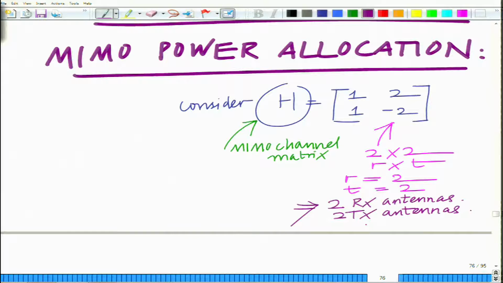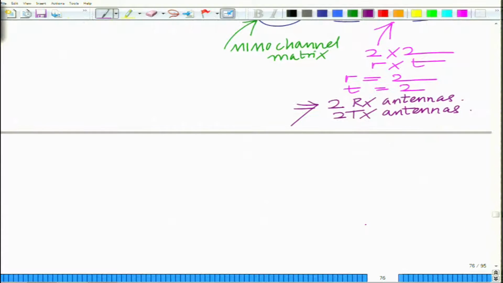And what we want to do is allocate power optimally to the various modes of this MIMO channel. Remember, the modes are given by the singular value decomposition. These correspond to the channels with the gains sigma 1, sigma 2 and so on, and we have to allocate the power optimally to these different modes.